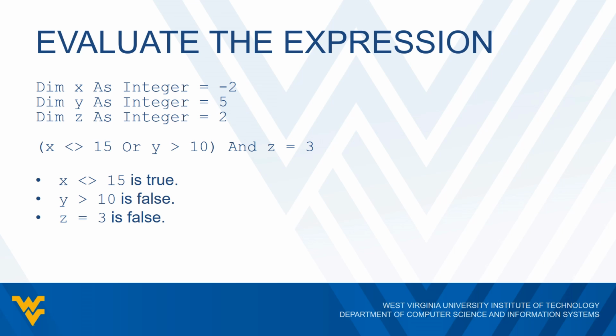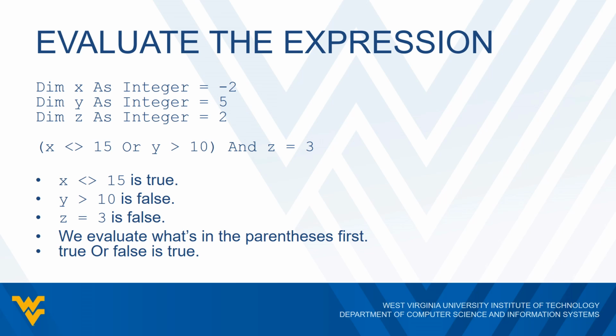So because we have the parentheses, we have to evaluate that part first. So we're going to evaluate the or operator instead of the and first. So we have true or false. So that means what's in the parentheses is true. So then we evaluate true and false. Well, that becomes false, so the whole thing is false.